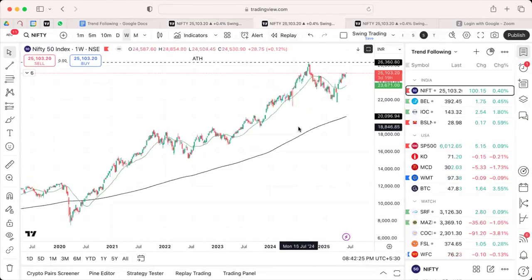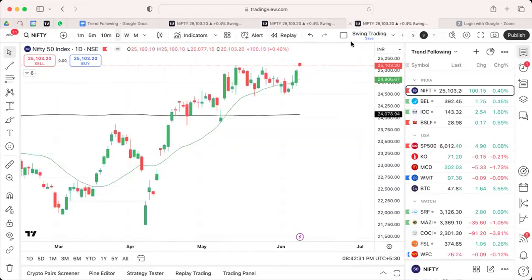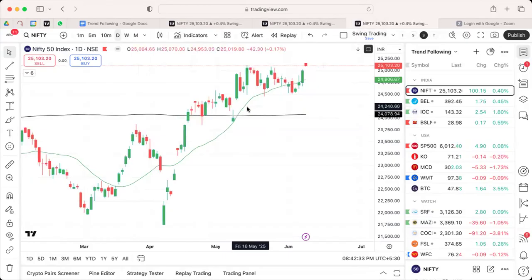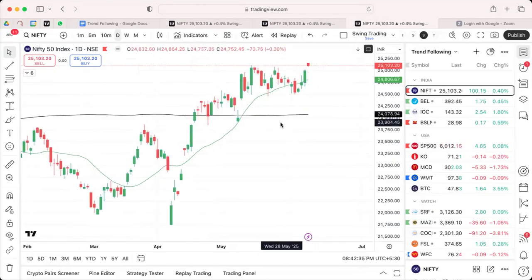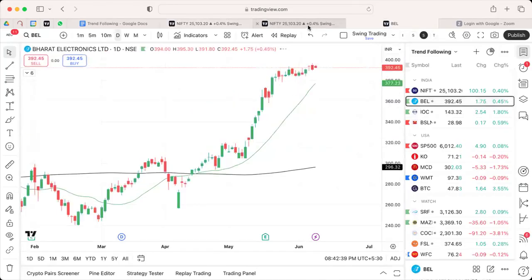And then I go to the Nifty on the weekly chart, and I want to make sure that the 20 is above the 200. Then I go to the daily chart, and I make sure that the 20 is above the 200. Okay. Now I go to the first stock that I'm going to consider.